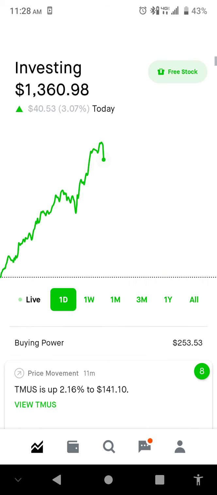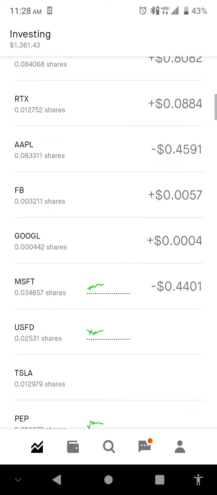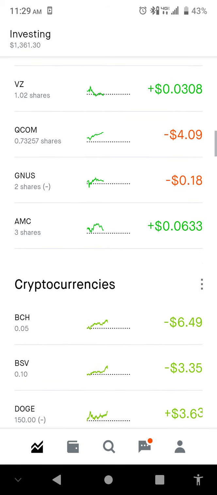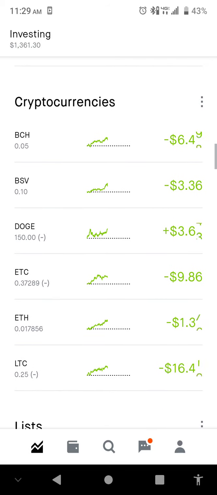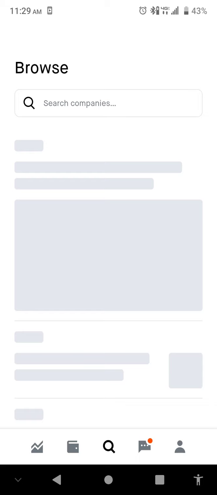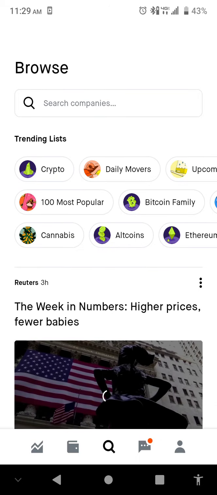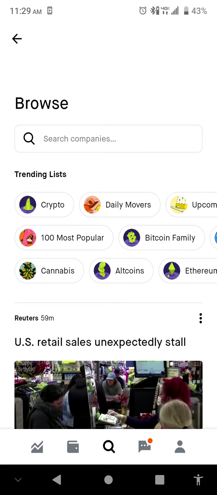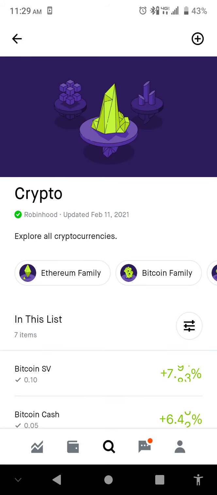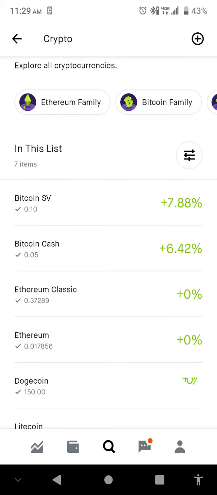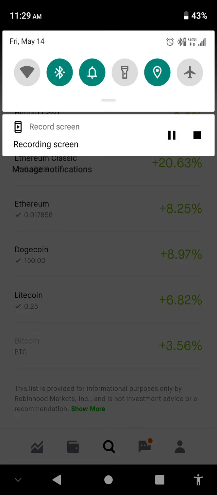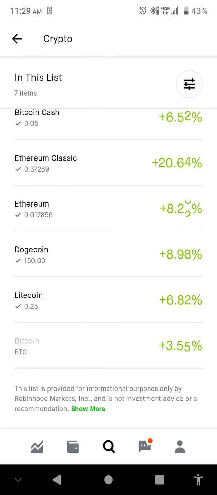In the Robinhood app, as soon as it opens, I'm going to scroll down to cryptocurrencies. Or you can just hit the magnifying glass or the search icon down in the bottom in the middle, and you can go into the trending lists and click on crypto. Under crypto, it's going to show you the 7 cryptocurrencies that are currently on Robinhood as of today, Friday, May 14th.